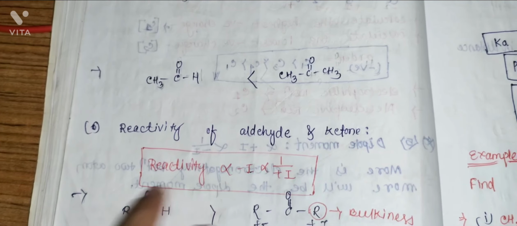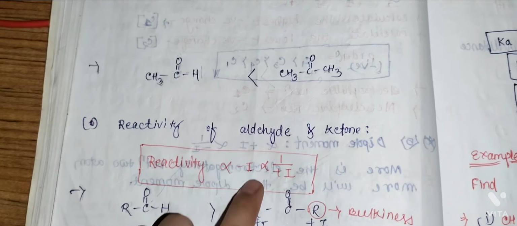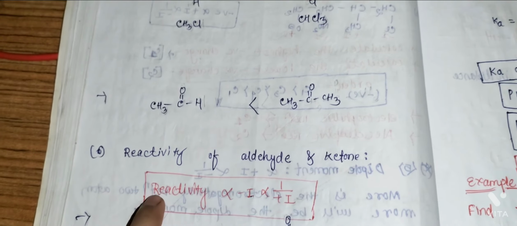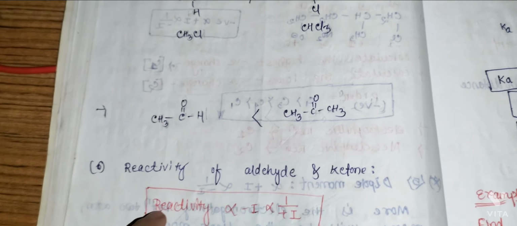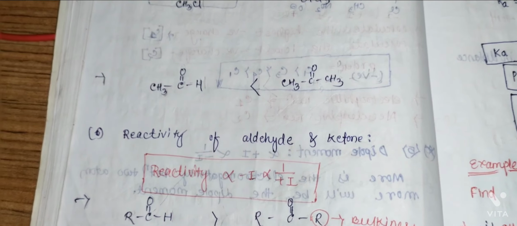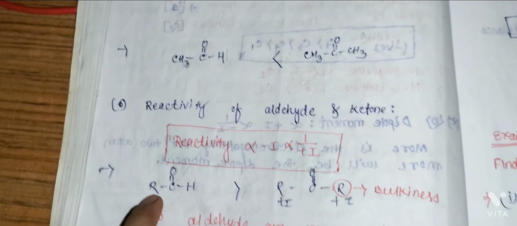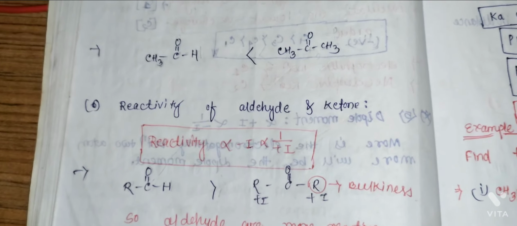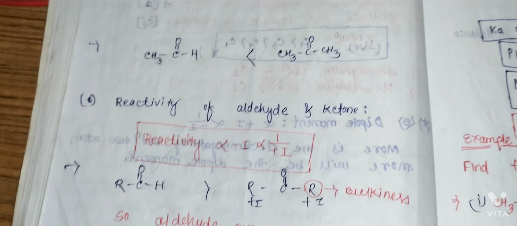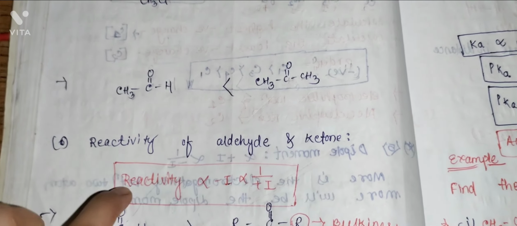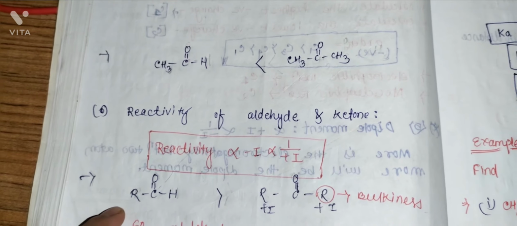Reactivity of aldehyde and ketone. The reactivity of aldehyde and ketone is directly proportional to minus I effect and inversely proportional to plus I effect. The more the plus I effect, the less the reactivity, and the more the minus I effect, the more the reactivity. So you have to see which compound contains fewer plus I groups and more minus I groups. Here there is one R and here there are two. You know that alkyl groups are electron donating groups, that means they show plus I effect. So the more the plus I effect, the lesser the reactivity. So this one will be more reactive.